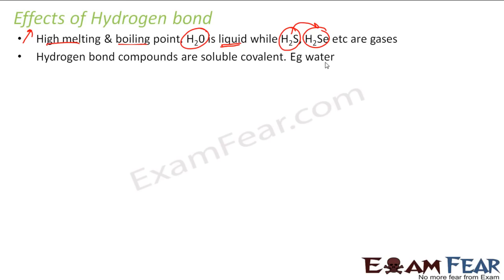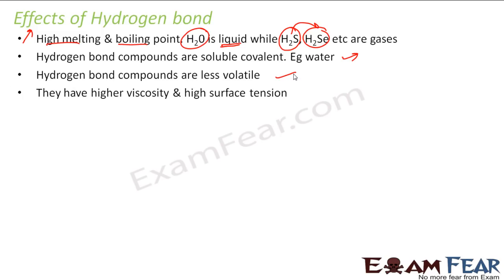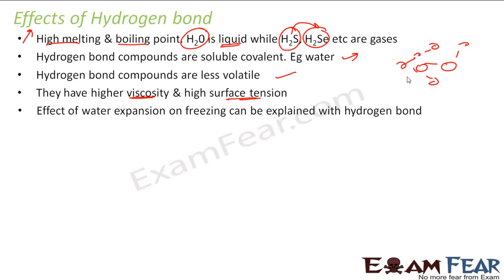Hydrogen bonds are soluble, covalent. Example, water. They are less volatile because there's a bond which is holding them. They have higher viscosity and high surface tension because somebody is bringing the molecules together, because they are all water molecules, let's suppose, and there is some force which is binding them up, right? So that's why they have higher viscosity and high surface tension.